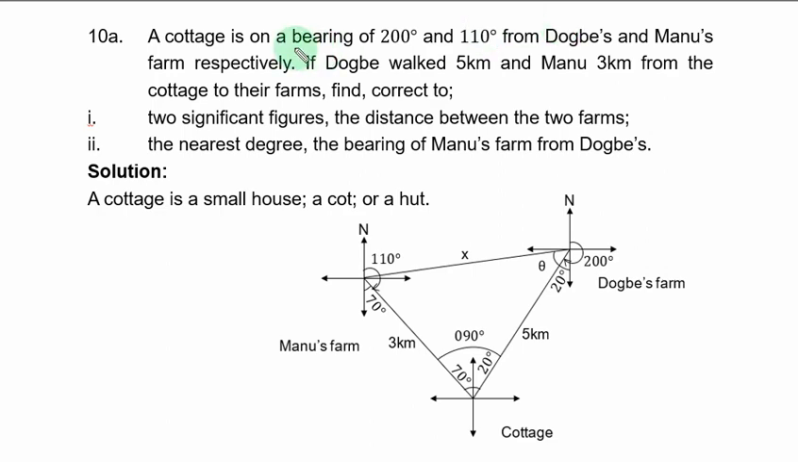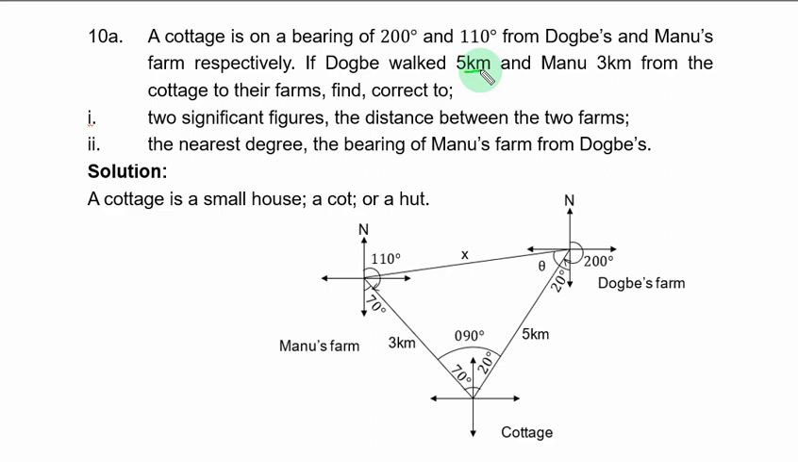Question 10A. A cottage is on a bearing of 200 degrees and 110 degrees from Dogbe's and Manu's farm respectively. If Dogbe walked 5 kilometers and Manu 3 kilometers from the cottage to their farms, find, correct to 2 significant figures, (i) the distance between the two farms, and (ii) to the nearest degree, the bearing of Manu's farm from Dogbe's.